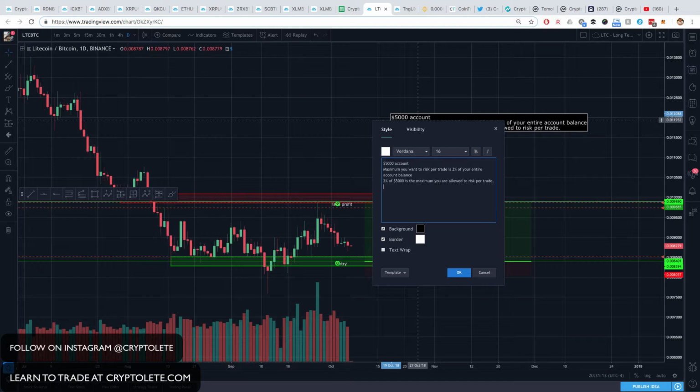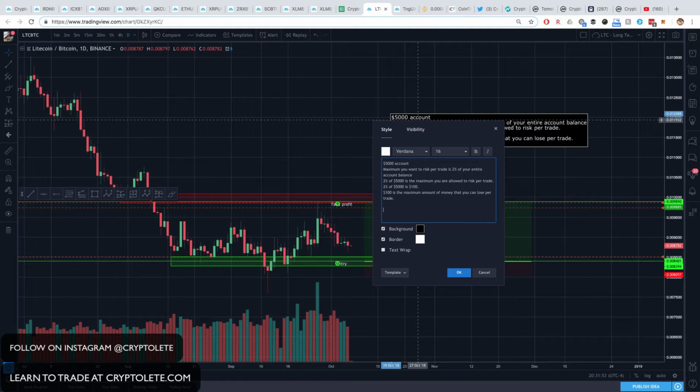So if you have a $5,000 account and the maximum you want to risk per trade is 2% of your entire account balance, 2% of $5,000 is the maximum that you're allowed to risk per trade. So 2% of $5,000 is $100. That means that $100 is the maximum amount of money that you can lose per trade.